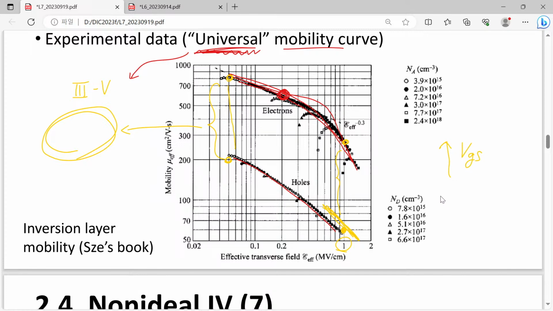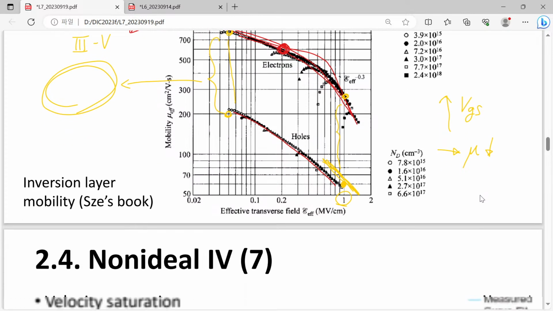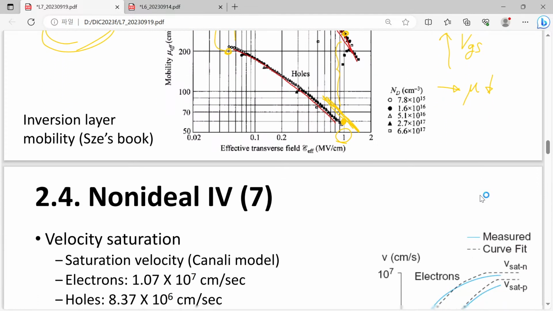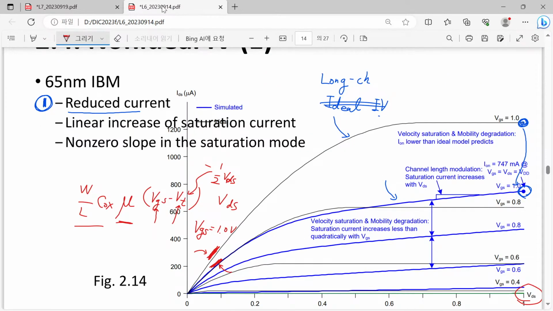So what is your lesson for this course today? When you have a higher gate bias, the mobility will decrease significantly and rapidly. So we will have degraded values for your drain current. That is one thing. So now we understand why we have this kind of behavior. However, there is another one.